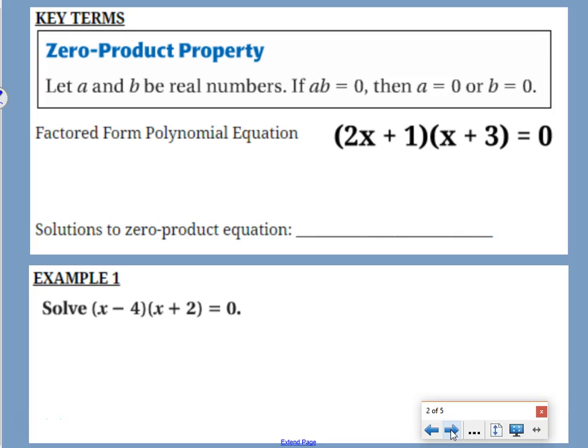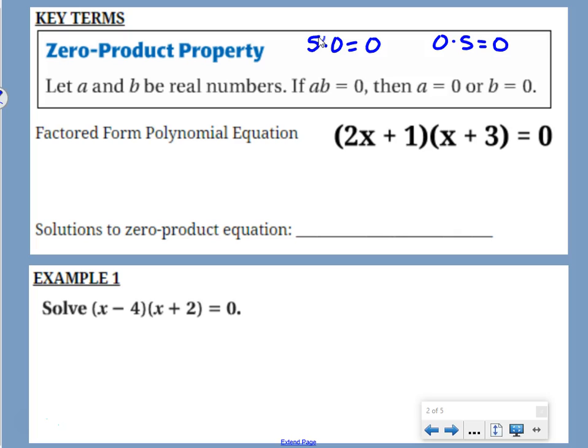That's just saying that if you're multiplying two numbers, one of them has to be 0 in order to make the outcome 0. 5 times 0 equals 0. Or 0 times 5 equals 0. But one of the numbers has to be 0 in order to make that product 0.